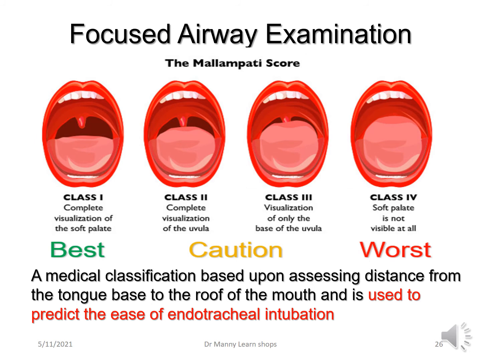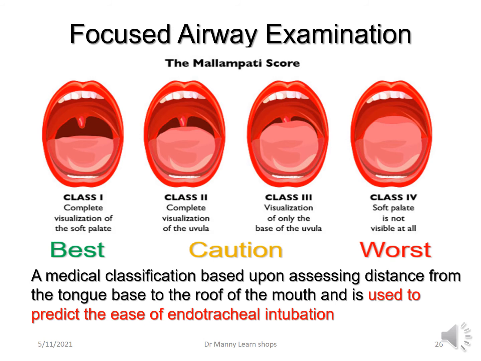Another physician responsibility is to do a focused airway examination, and this is referred to as the MALLAMPATI score. And this is a classification based on assessing the distance from the tongue base to the roof of the mouth, and it's used to predict how easy it's going to be for the responsible physician to perform an endotracheal tube intubation in the event that something goes wrong. Patient can't protect their airway, they're obstructed. So you've got 4 classes. You've got class 1, 2, 3 and 4.